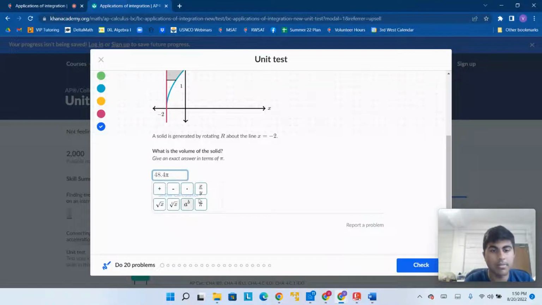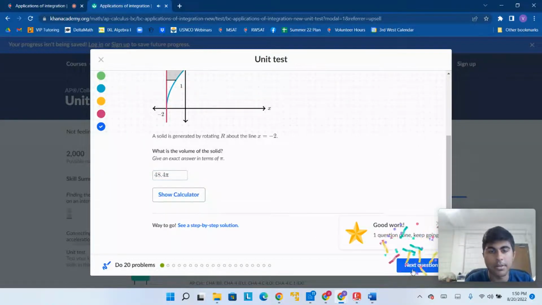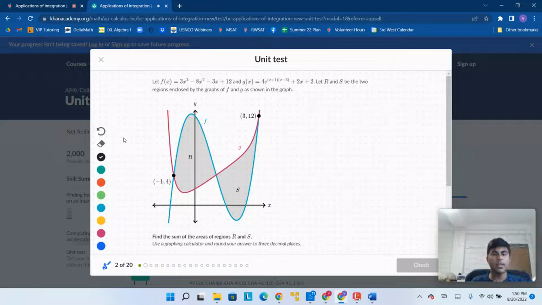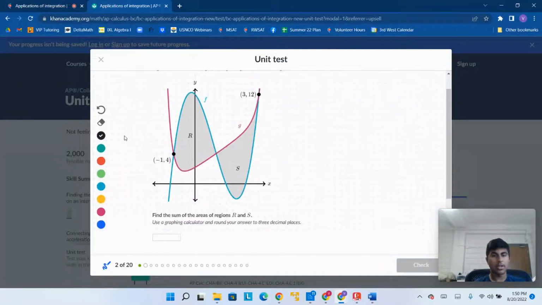48.4 pi. And we can keep going. Okay. Let f of x equal 3x cubed minus 8x squared minus 3x plus 12, and g of x equal 4e to the (x plus 1) times (x minus 3) plus 2x plus 2. Let R and S be the two regions enclosed by the graphs of f and g as shown in the graph. Find the sum of the areas of regions R and S.